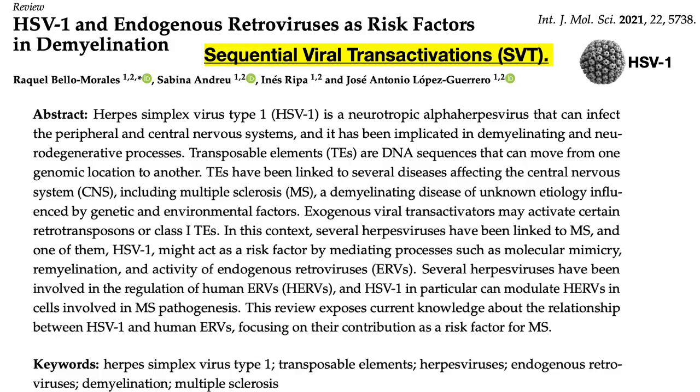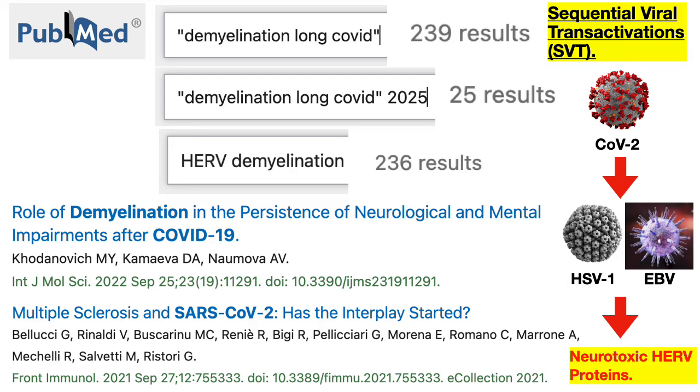risk factor for MS. Now, looking at the information landscape about virally induced demyelination on PubMed, if you search for demyelination and long COVID, there are about 240 results. In 2025 alone, there are 25 papers on this. HERV and demyelination give you 236 results. 2 key papers. Role of demyelination in the persistence of neurological and mental impairments after COVID-19. Multiple sclerosis and SARS-CoV-2: has the interplay started?